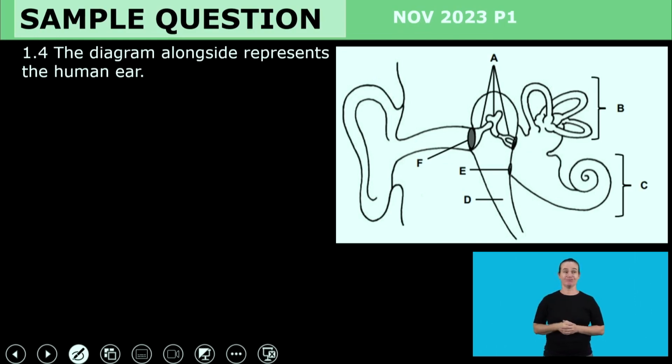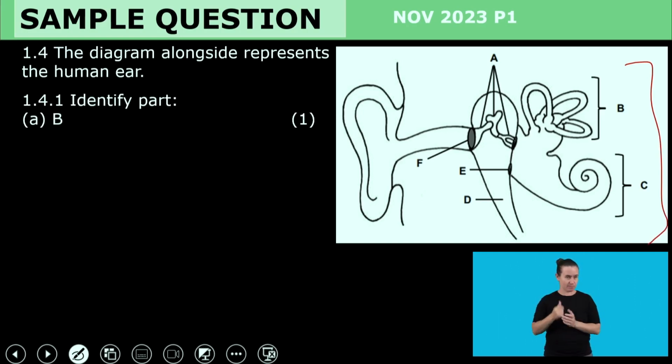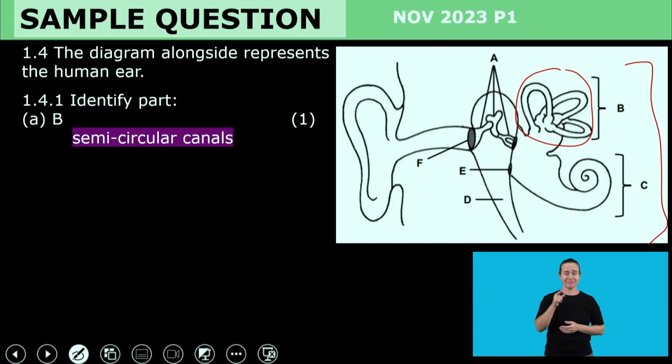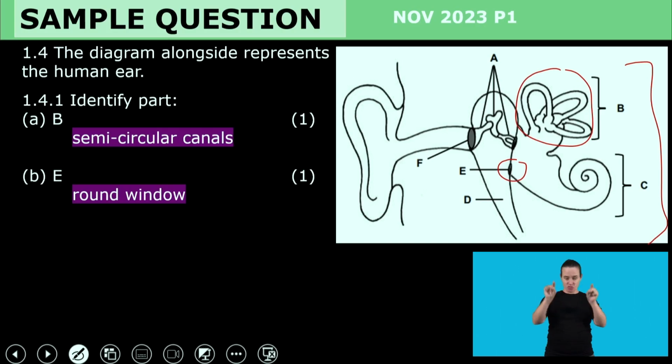November 2023, paper 1, sample question 1.4. The diagram alongside represents the human ear. You engage with the diagram itself, which is the full ear. 1.4.1, identify part B. This is part B, and we know that is the semicircular canal. Part E, we check this is the window, but it's the bottom one, so part E is the round window.